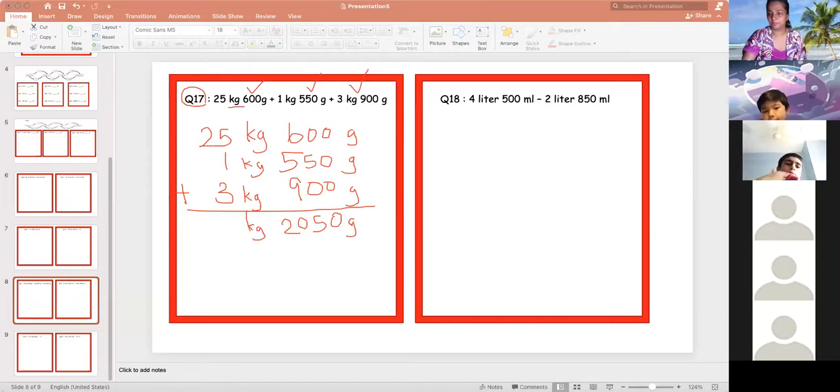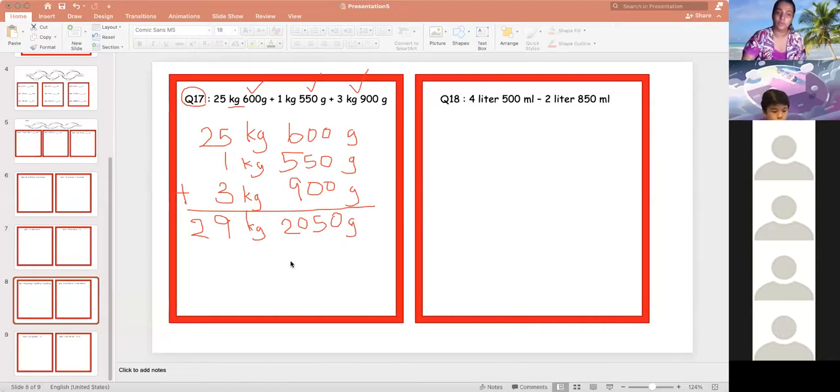Okay, mute yourself please, Farid. Okay, thank you. 5 plus 1, 6. 6 plus 3, 9. 2. Okay, so we get the answer 29 kilogram, 2050 grams.